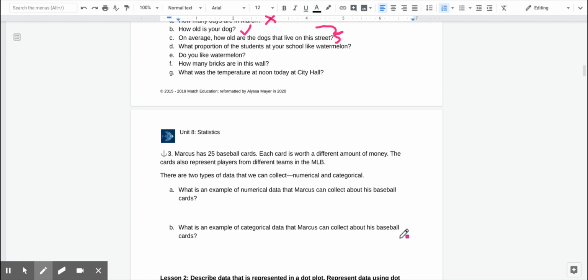An example of categorical data is something that's not a number. For example, I could say, what team does each player on the cards come from? Or something like, what was the name of the different players? That's not even really categorical data there, because it gives me a different answer for every person, not something I can really analyze with statistics.